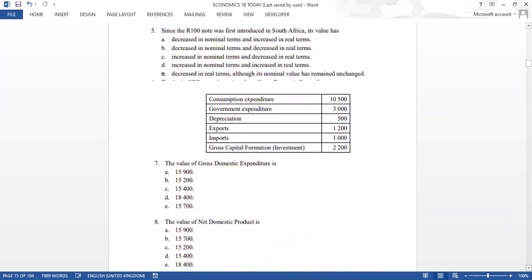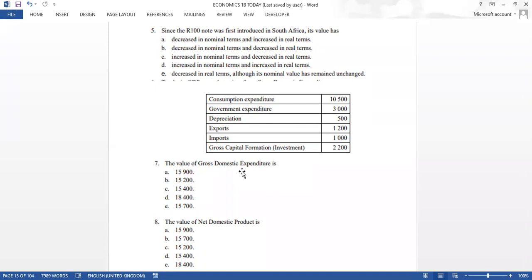So the value of gross domestic expenditure is, we've been given the various elements on the table: consumption expenditure, government expenditure, depreciation, exports, imports, then capital formation, which is investment expenditure by firms. So what is the value of gross domestic expenditure? We talked about gross domestic expenditure and gross domestic product. Those two are different. Gross domestic expenditure includes the local participants' elements and does not include the foreign sector.